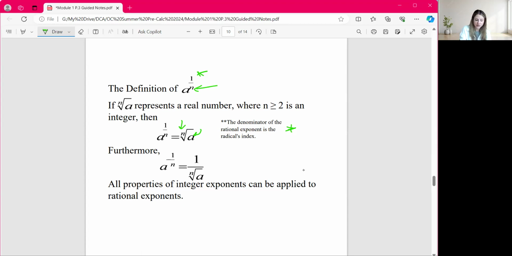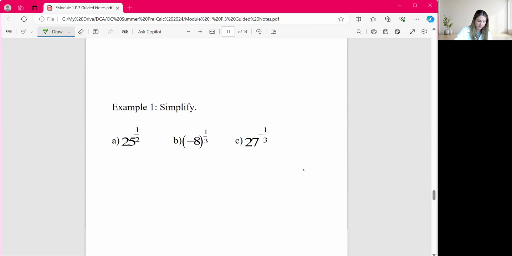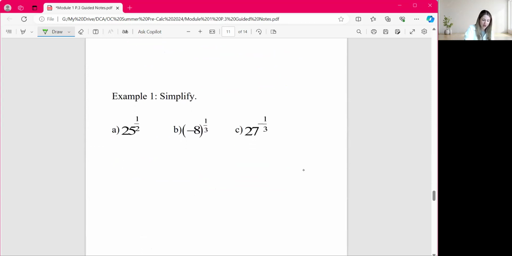And this also applies to if I have a negative exponent. Remember, if I have a negative exponent, we rewrite this as a fraction. So this would become 1 over the nth root of a. Let's check out some examples of this. So 25 to the 1/2, I know that's the same thing as the square root of 25. So that's 5. B, I have -8 to the 1/3. I know that's the same thing as the cube root of -8. Notice I move the denominator to the index, and the numerator is the exponent, and that gives me -2.